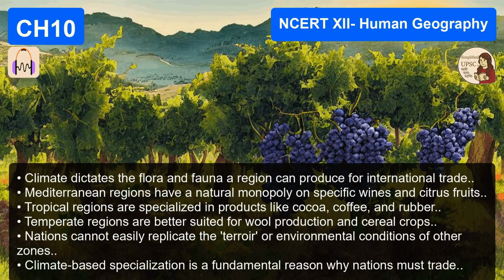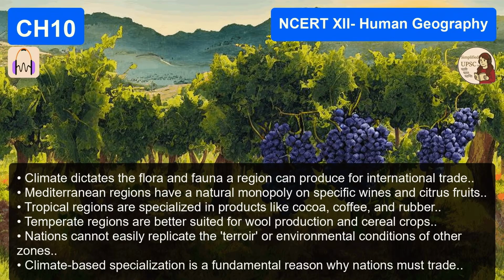Right. Sweden isn't going to start exporting mangoes anytime soon, and India isn't going to be the world's leading producer of maple syrup. Precisely. Another example the text gives is wool production. It's concentrated in temperate regions where the climate is suitable for raising sheep. You trade what your climate allows you to produce efficiently.